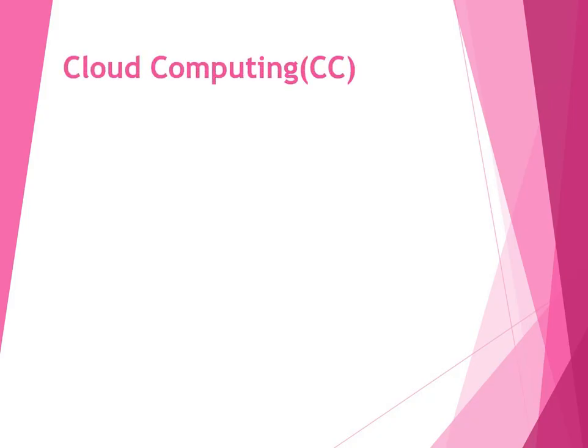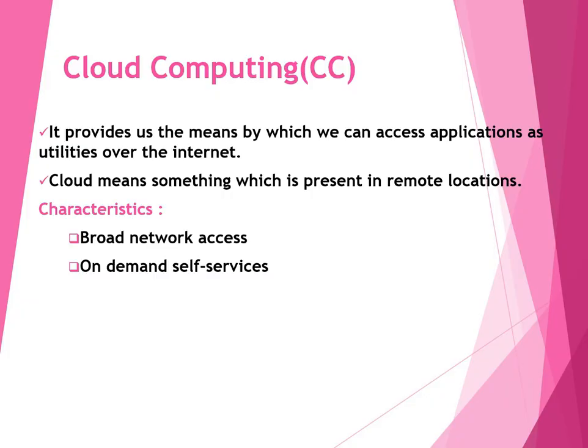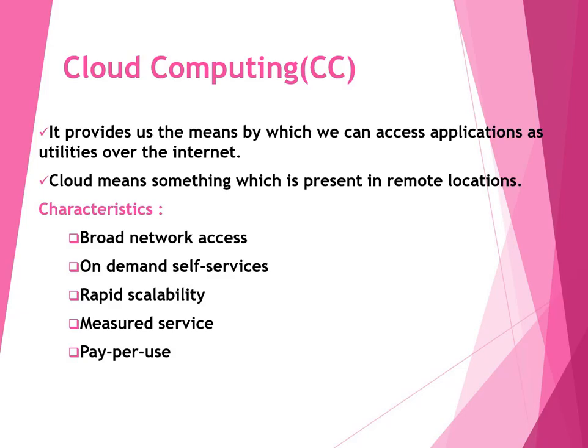The second enabling technology is cloud computing. It is denoted as CC. The CC provides us the means by which we can access applications as utilities over the network. Cloud means something which is present in remote locations. The characteristics: the first one is broad network access. The second one, on-demand self service. Third one is rapid scalability. Fourth one, measured service. Fifth one is pay per use.